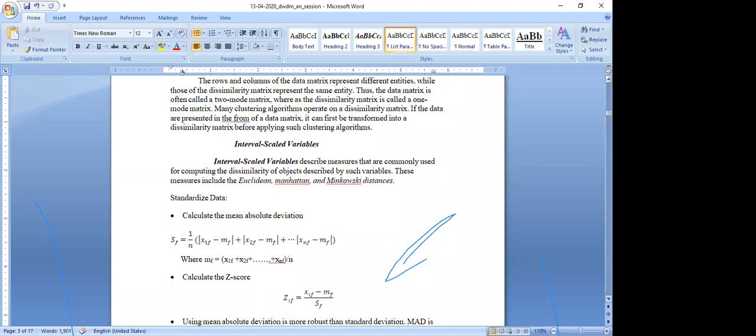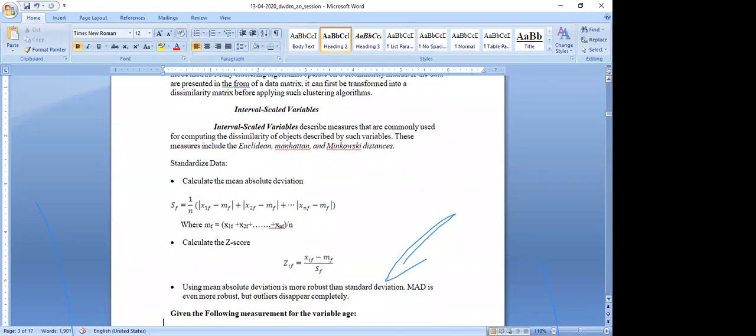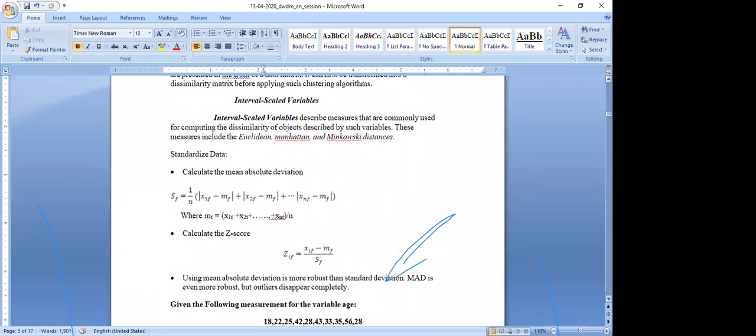Next, in these interval scaled variables, we have another measure to calculate, the z-score normalization. The formula for the z-score normalization is x minus mu divided by the standard deviation. X is nothing but the variables which they have given in your question. Based on that question, you are going to solve the z-score normalization. By using this mean absolute deviation, it can detect the outliers.